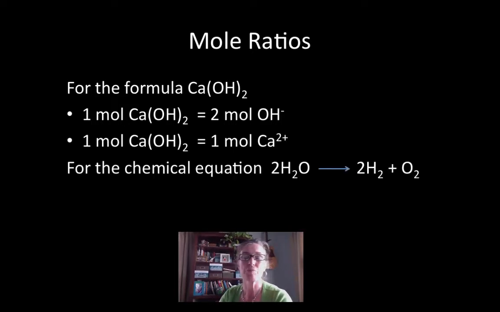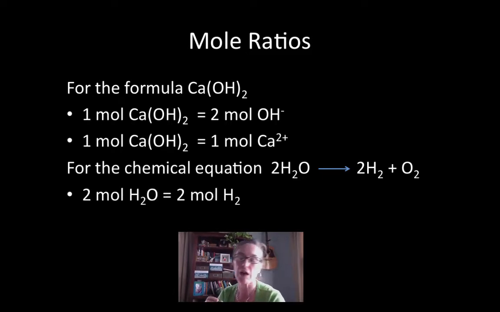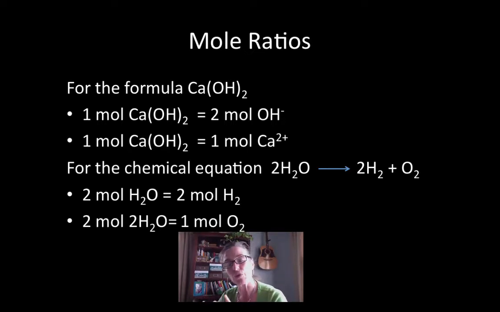I could also go to a balanced chemical equation, and I could come up with more mole ratios. This time I'm looking at coefficients. So this balanced chemical equation tells me that 2 moles of water will be equal to 2 moles of hydrogen. And I can also say that 2 moles of water is equal to 1 mole of oxygen. So I can get these mole ratios from either the subscripts in a formula or the coefficients in a balanced chemical equation, and use them to do conversion by dimensional analysis.